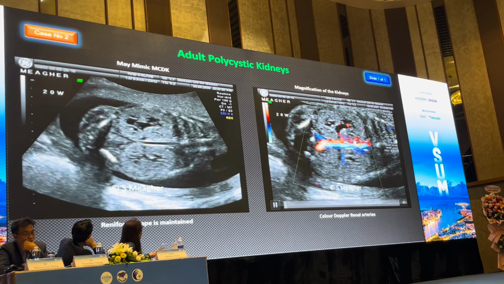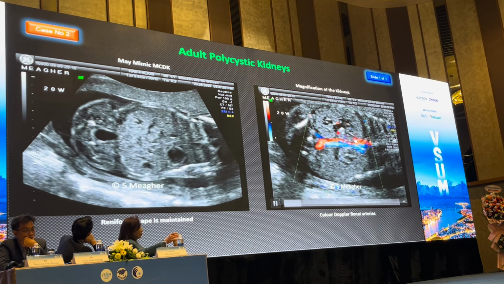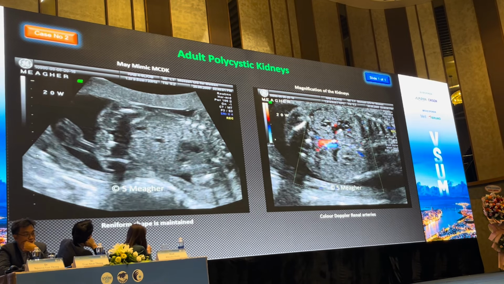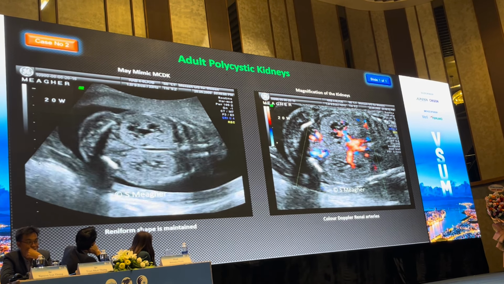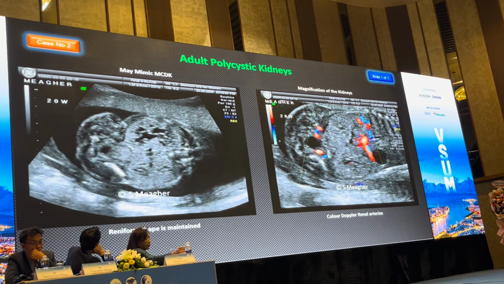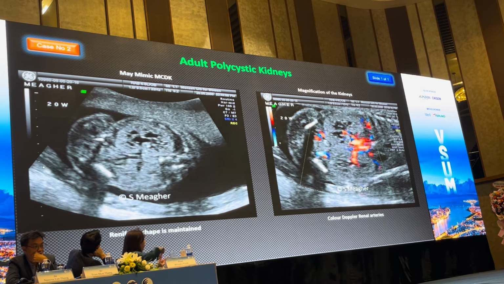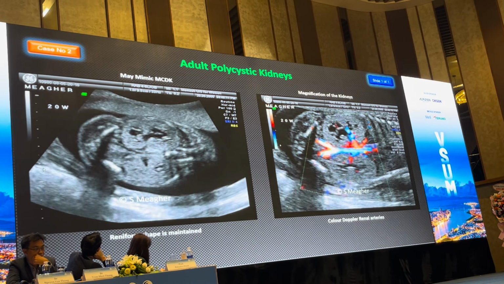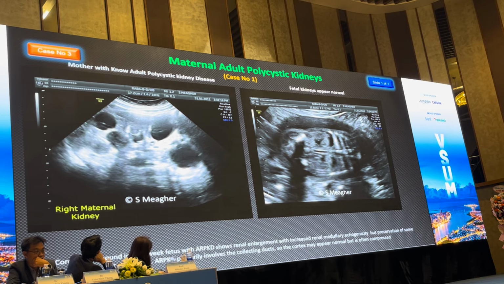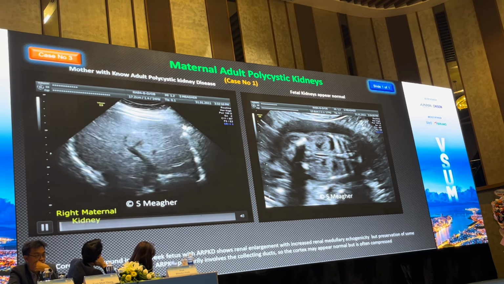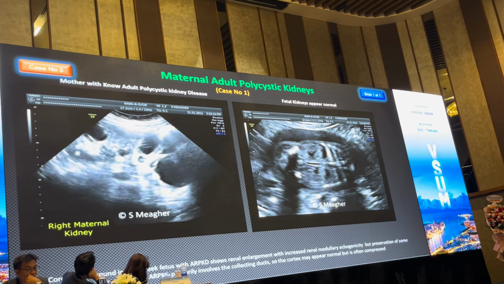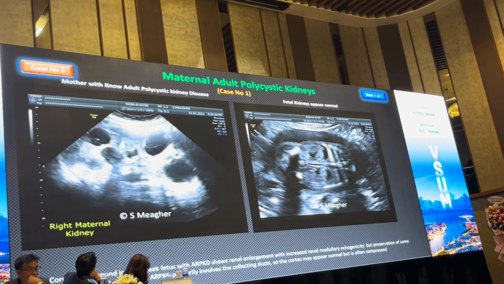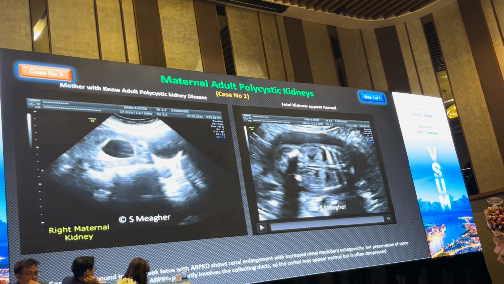Another example of enlarged kidneys that are slightly hyperechoic, but there is normal corticomedullary differentiation, unlike infantile polycystic kidney disease, unlike multicystic dysplastic kidney disease. In this case, the mother comes in to me, she tells me her liver is okay, but her kidneys are polycystic. She's got adult polycystic kidney disease.